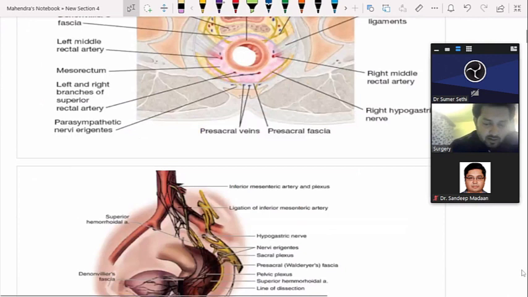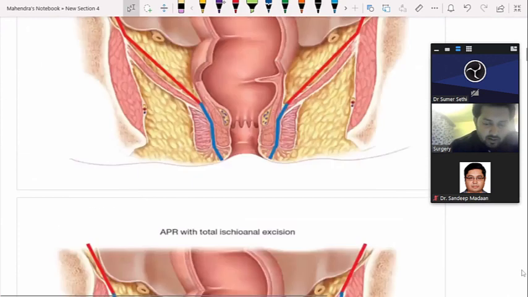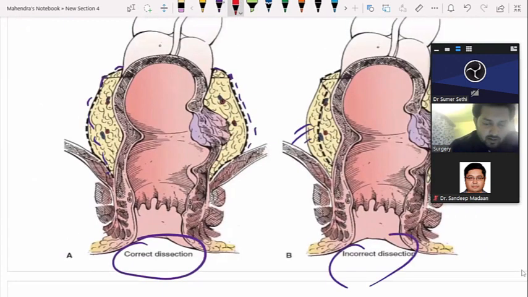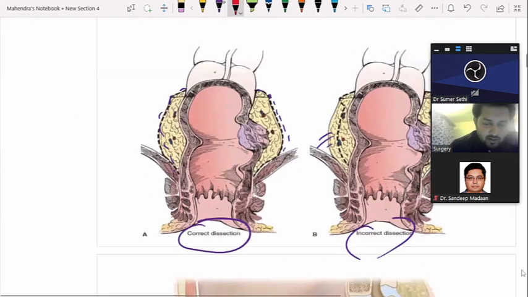So in correct dissection, the dotted line comes like this. And when you leave a part of the mesorectum behind, that is incorrect dissection. You should not leave mesorectum behind, especially in anterior dissection. With 5 centimeters, you take almost all the lymphatics involved by the tumor, so that is not a problem. But in case of LAR and APR, you have to take the whole mesorectum. This is what the dotted line shows. So this part you need to take.